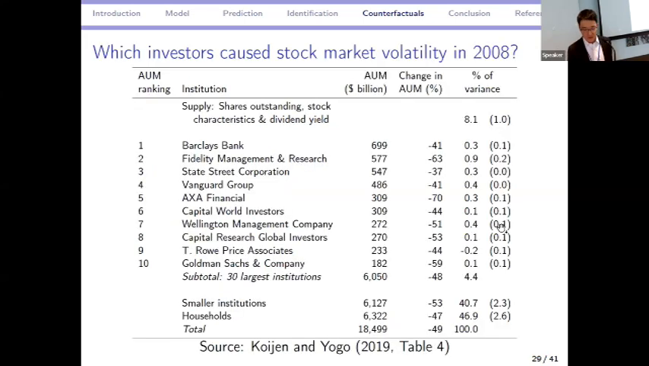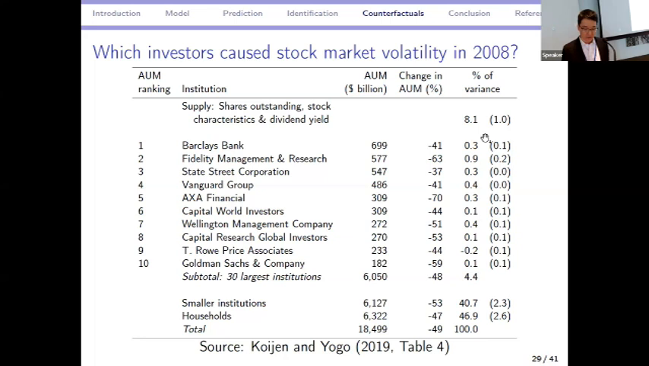This is an example of output we can get from this structure, where we decompose the cross-sectional variance of returns between 2007 and 2008 into which institutions' demand shifts are causing prices to move. We can go institution by institution: Barclays, which is now part of BlackRock, Fidelity, and so on. The last column is the percentage of the overall variance these institutions contribute. For example, Fidelity accounts for 1 percentage point of the cross-sectional volatility of stocks.